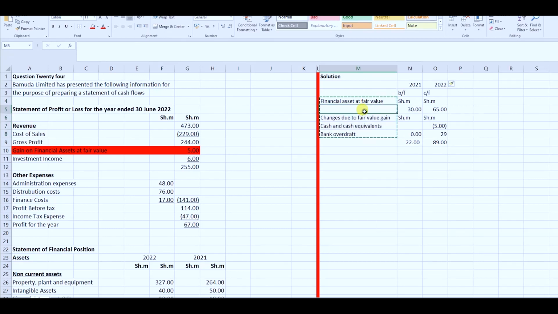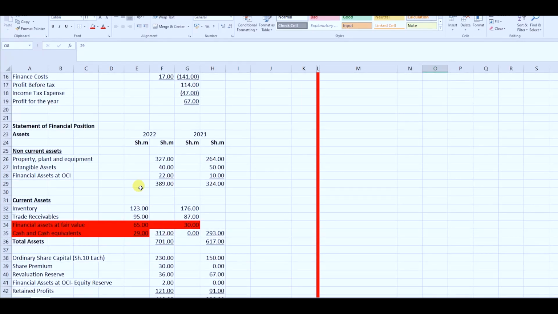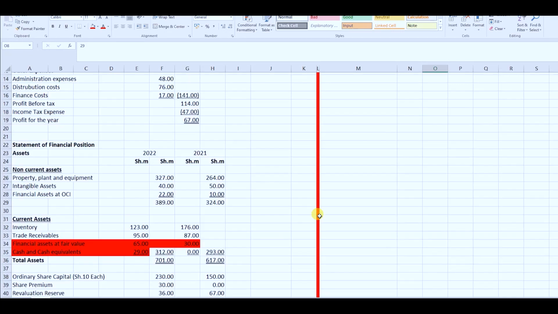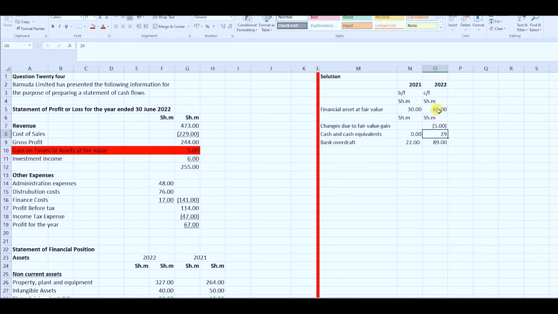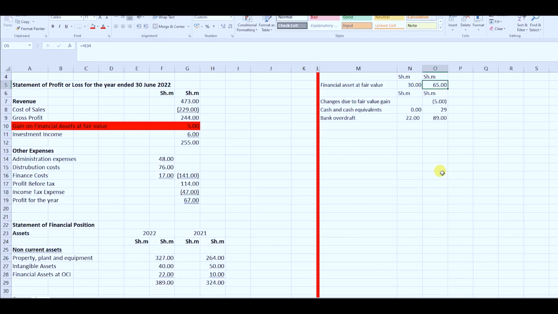Cut. Control V. 2021, 2022. So bold. So if this is 2022, we got 29, and that's where we put the 2029 over here. It is 22 over there. Remember the 65 over here, financial asset fair value, 65, we put it under 2022. So it was me who did an error.